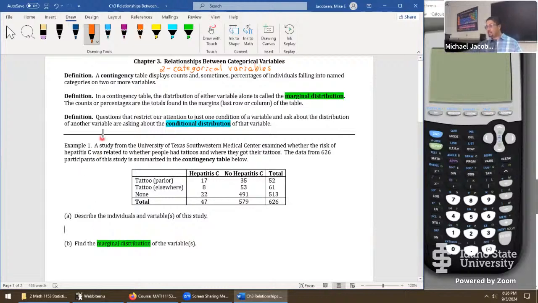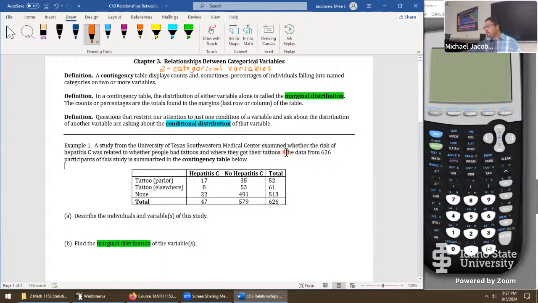Starting off, it says, study from the University of Texas Southwest Medical Center. So that sounds pretty serious. Examined whether the risk of hepatitis C was related to whether people had tattoos and where they got their tattoos. By the way, hepatitis C, I think that's the bad one. This one is going to attack your liver. You could become terminal from this condition. So it's really very serious data, once again.